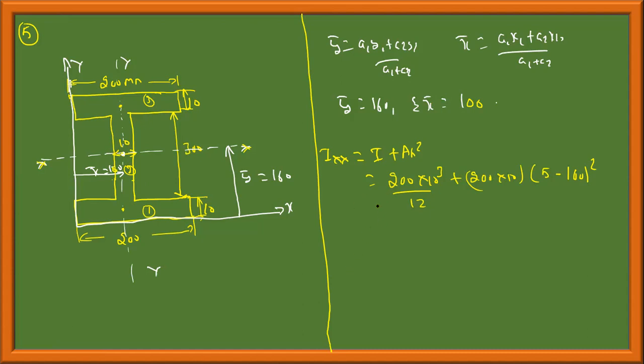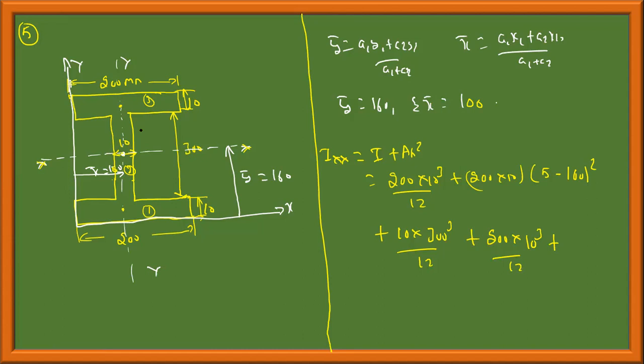Okay. Next, Ixx for the second section. It is passing through the centroid, therefore this is only BD cube by 12. Whatever is parallel to the x-axis is my B. So B is 10 into D cube, 300 cube by 12. Then for the third section, BD cube by 12, parallel to the x-axis, 200 into 10 cube by 12, plus I'm calculating the moment of inertia about this axis.